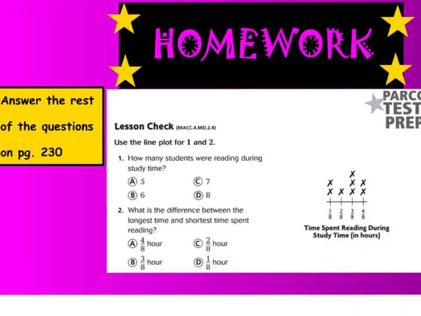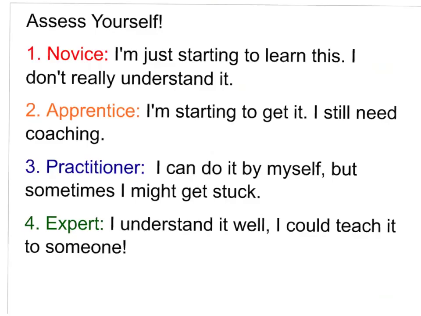Okay, here are the homework questions for tonight. It says use the line plot for 1 and 2. So we're going to use this line plot to answer both 1 and 2. And it says to answer the rest of the questions on page 230. Make sure you're doing that. Don't forget to assess yourself. Level 1 is a novice, Level 2 apprentice, Level 3 practitioner, and Level 4 expert. Make sure that you're putting this at the top of your Go Math page.